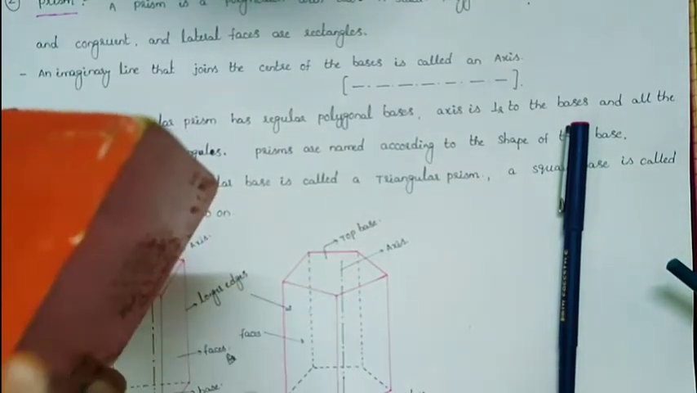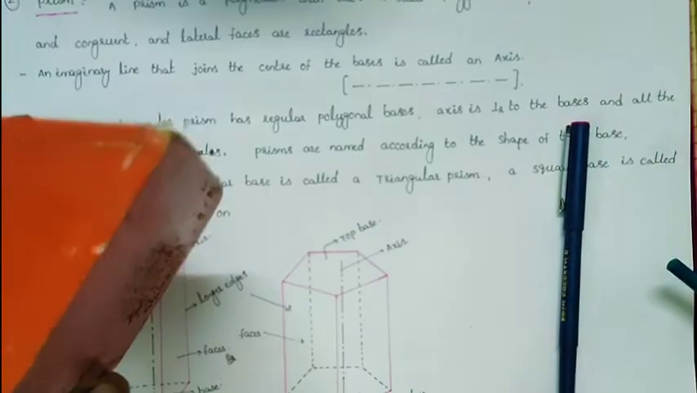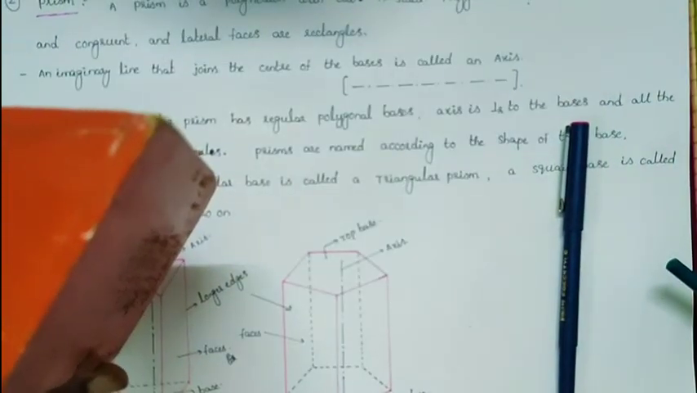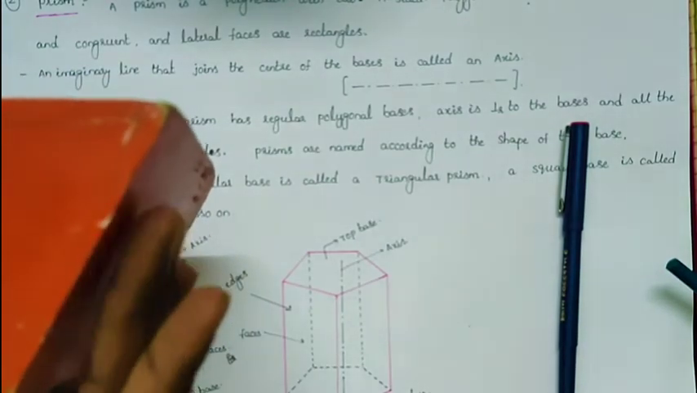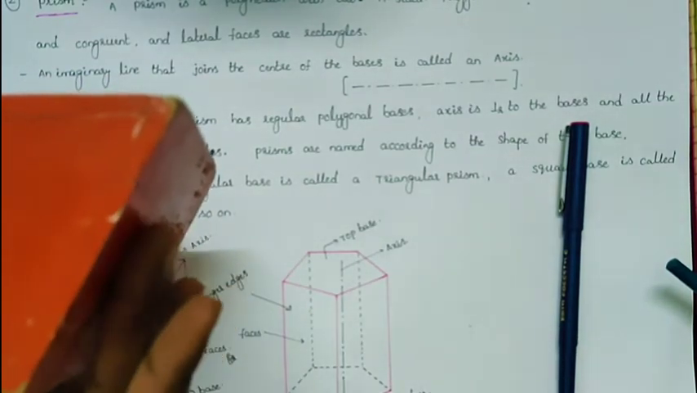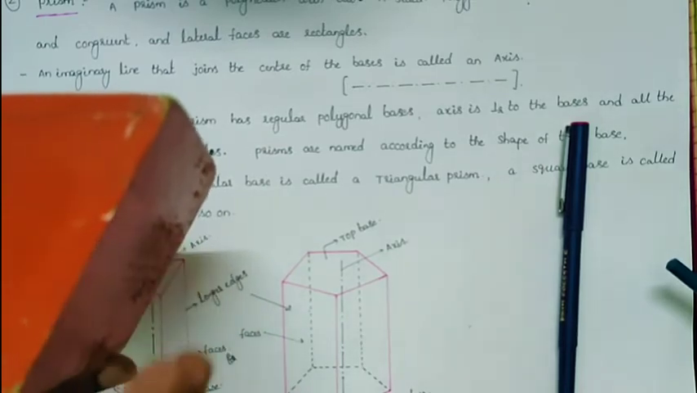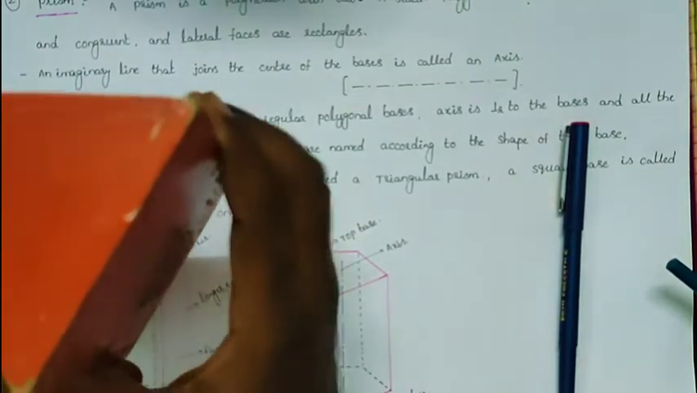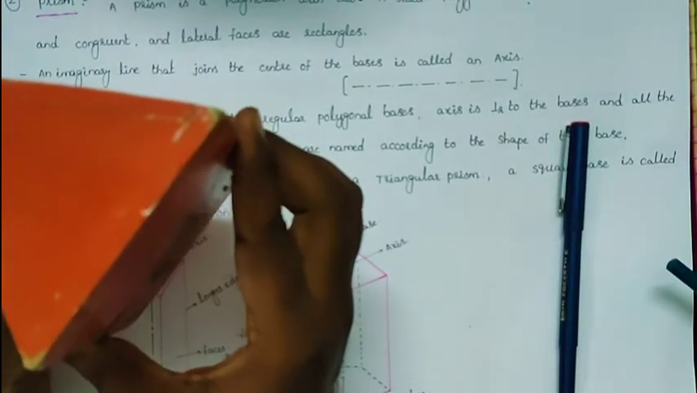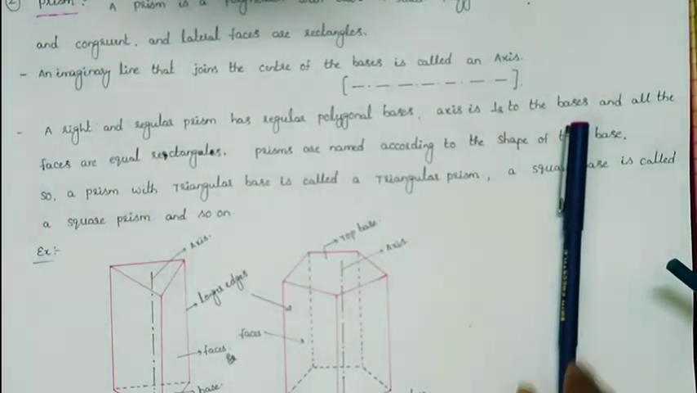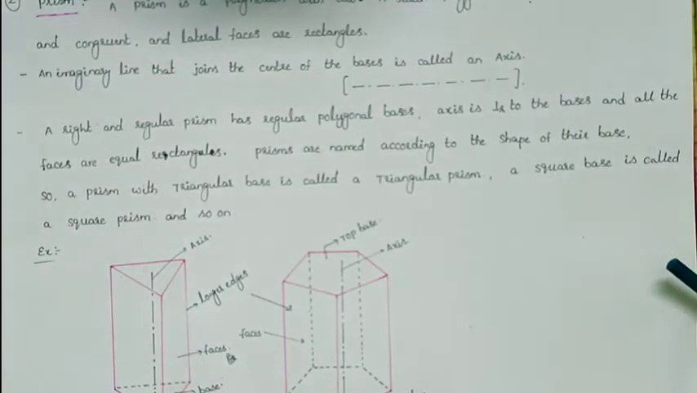In the top base also we have edges. So these are the edges. For the triangular prism we have three edges, and these are the faces. The faces look like rectangles. So these faces we call the rectangular faces. So this is about the regular prism. And here I am explaining the triangular prism and also the pentagonal prism. The bases look like a pentagon, so this type of prism we call the pentagonal prism.